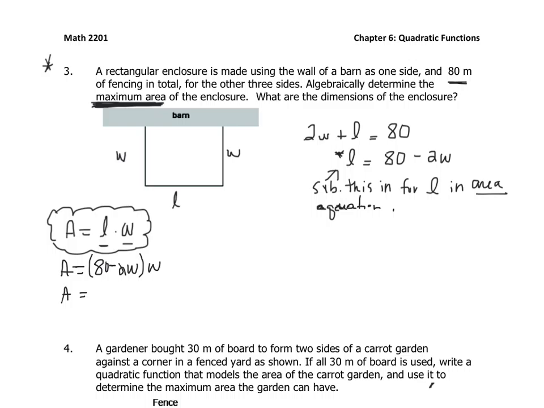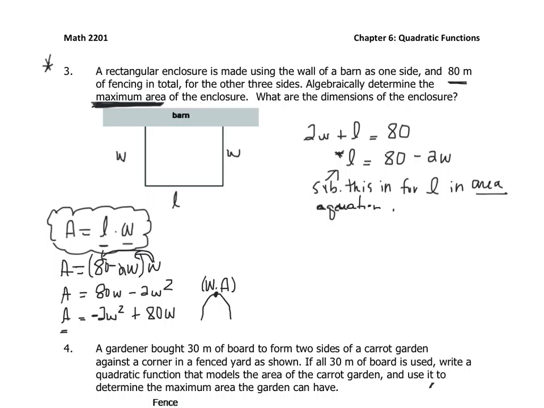So we're going to multiply this W through by both of these terms. So we're going to get 80W minus 2W squared. And then most times we see the equation written with the squared term first, so that's negative 2W squared plus 80W. So this is the equation that looks like a standard form of a quadratic, and it is a quadratic that opens down, so it is going to have a maximum. And instead of an x and y coordinate, we're going to have a W for x. The width is the x coordinate, and A is in the y spot. So the area is the y coordinate.